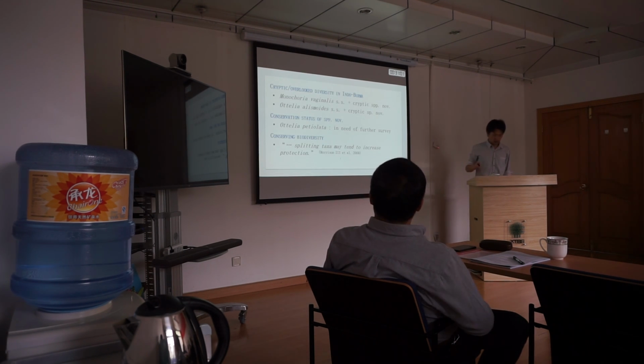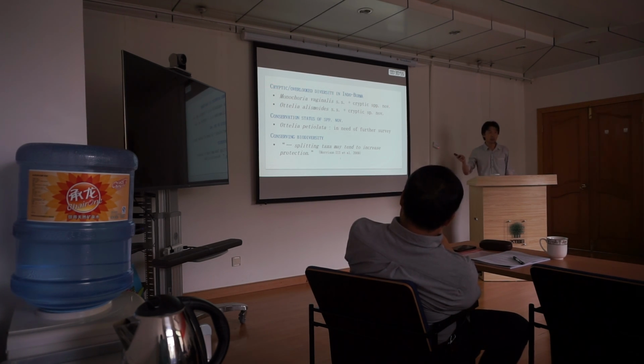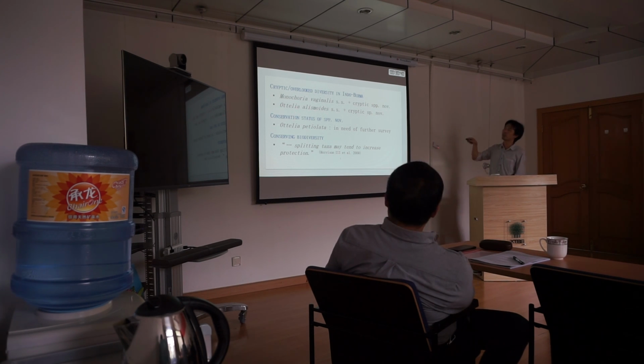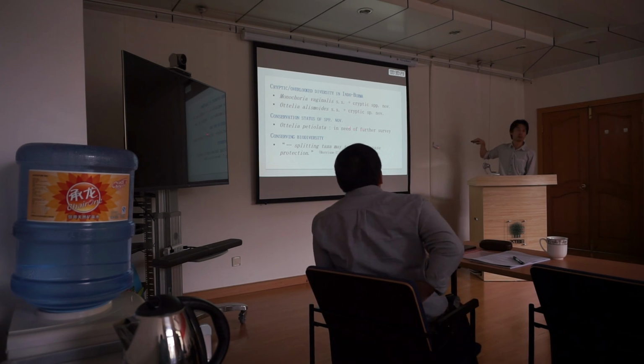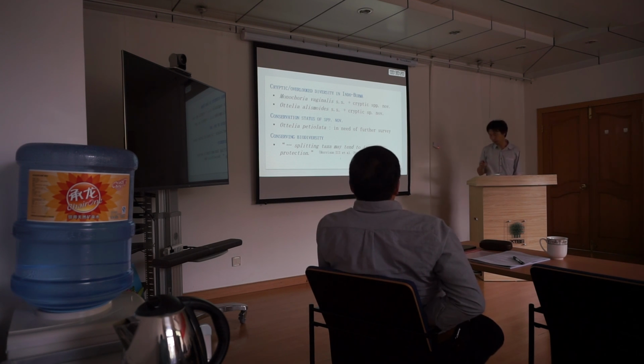So let's summarize this chapter. I have found predictably overlooked diversity in Burma. The widespread Monocaria vaginalis sensu lato is divided into sensu stricto plus 2 cryptic new species. In the case of Ottelia erythmoides, I split this species into sensu stricto plus 1 new species. For the conservation status, I'm really worried about Ottelia petiolata, because as far as I know, there is only one locality in Thailand. So this one is in need of further survey, I mean, fieldwork.